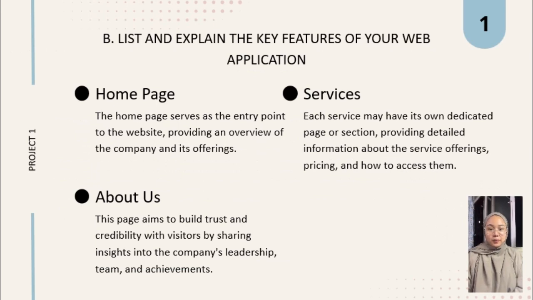B. List and explain the key features of your web application. First, homepage. The homepage serves as the entry point to the website, providing an overview of the company and its offerings. Second, about us. This page is aimed to build trust and credibility with visitors by sharing insight into the company leadership, team, and achievements. Third, services. Each service may have its own dedicated page or section providing detailed information about the service offering, pricing, and how to access them.